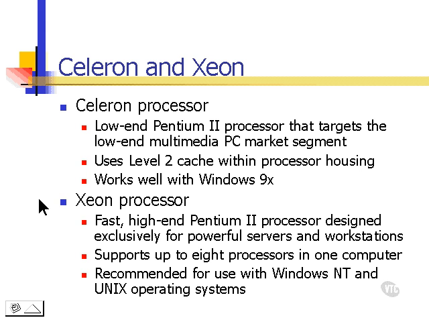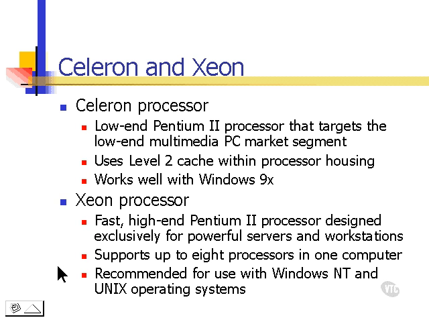A high-end processor called a Xeon processor is another one you might see. Xeon processors can even be in groups of 8 on one computer, and they're recommended for very high-end powerful servers and workstations. Also recommended for the newer, more sophisticated operating systems like Windows NT and Windows 2000 and Unix operating systems.